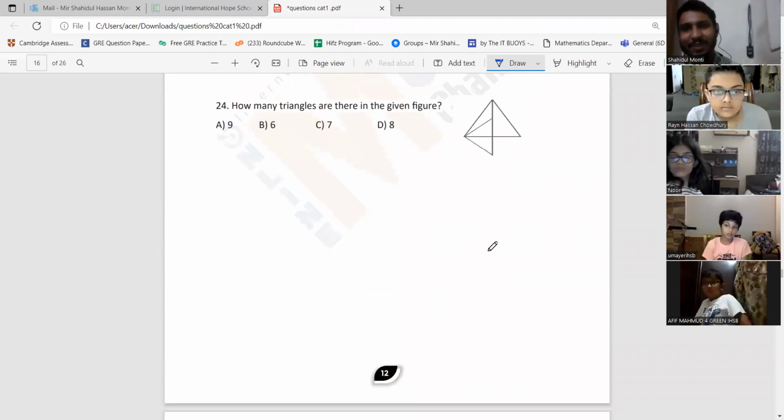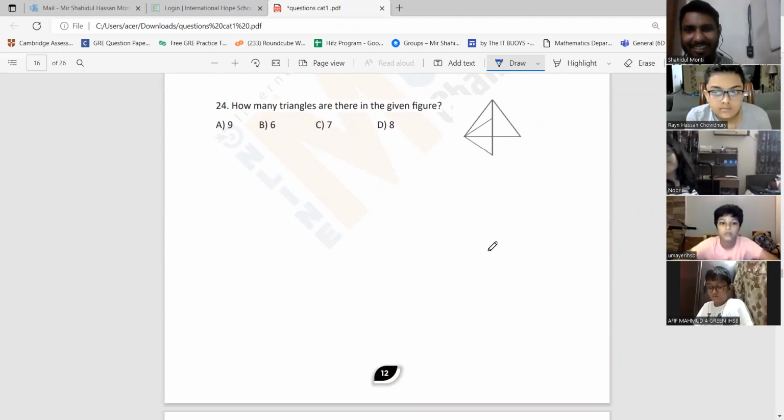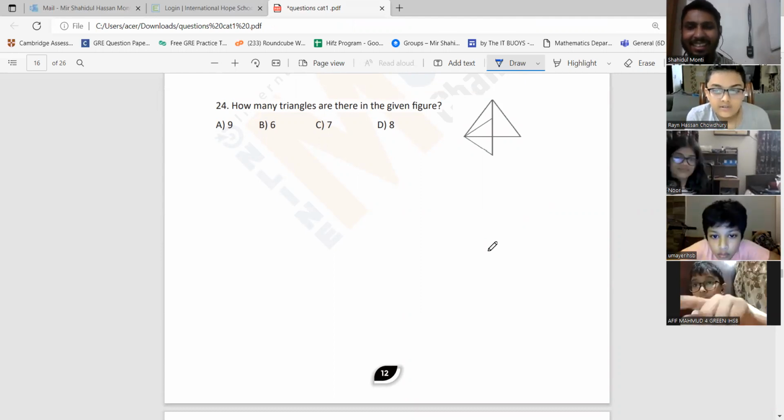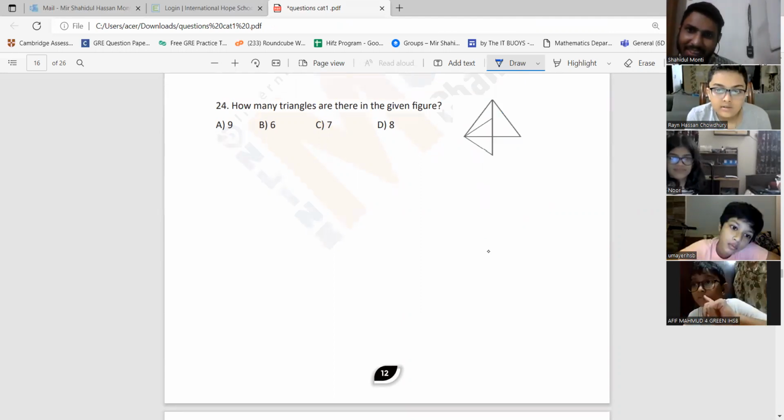Question number 24. Oh, this is a good question. How many triangles are there in the given figure? This is a good question. All right, sir. So I can see this is one triangle.